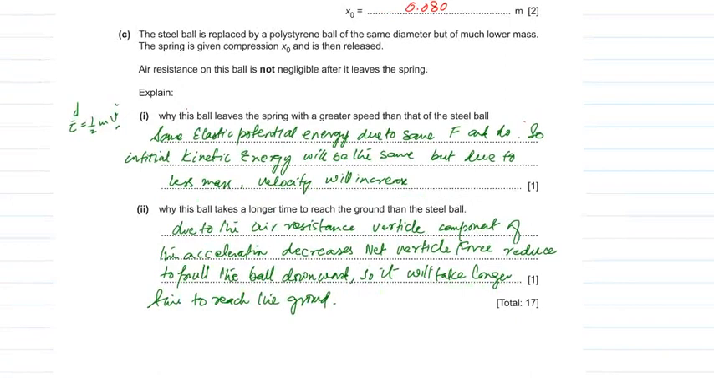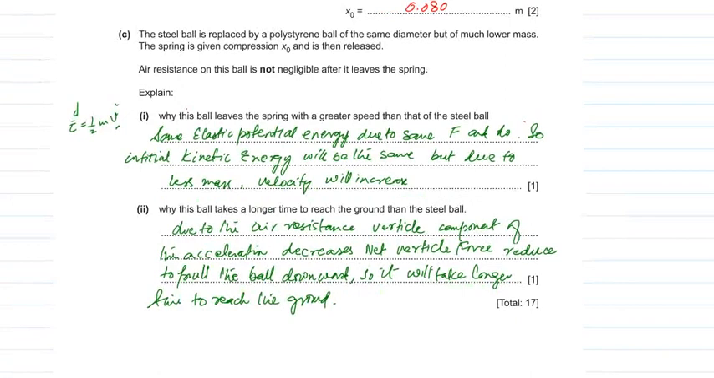So explain why the ball leaves the spring with a greater speed than the speed of the steel ball. So we had the condition in the steel ball, we assumed that air resistance was negligible in terms of speed. But even if we consider the air resistance there, even then this ball, which has the less mass, will have the greater speed. Why is it so?